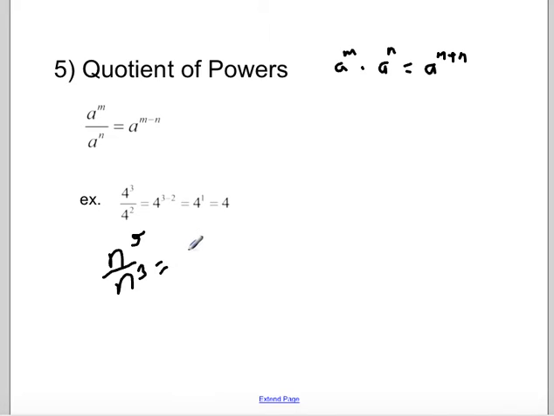So when I do this, I just subtract my regular numbers. 5 minus 3 is 2. There's more up here in the numerator, so it becomes n to the 2nd. And you could put it over 1, but if you put it over 1, it just becomes n to the second.